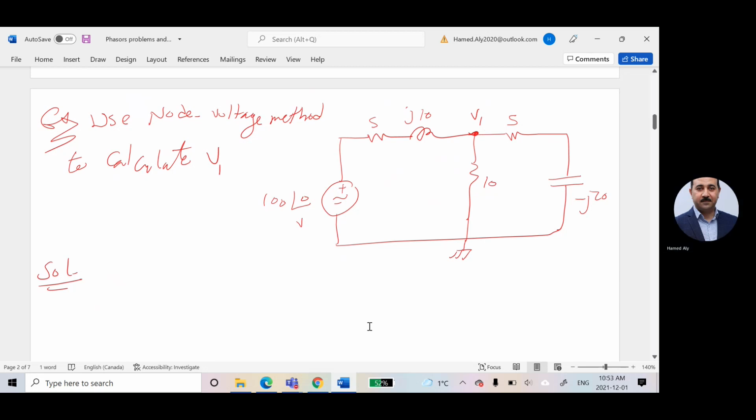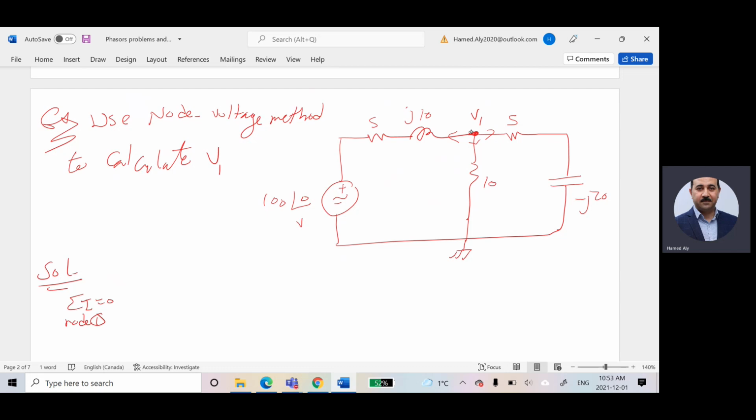Now, I will say the summation of the currents for that node is equal to 0. Then I'm going to assume that all currents are leaving. So the summation of I is equal to 0 for node 1.